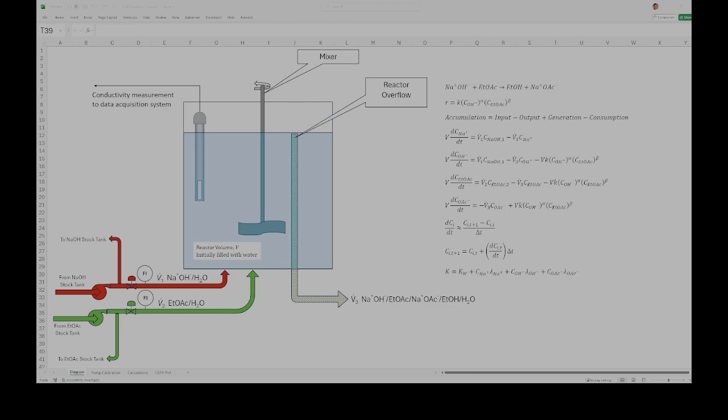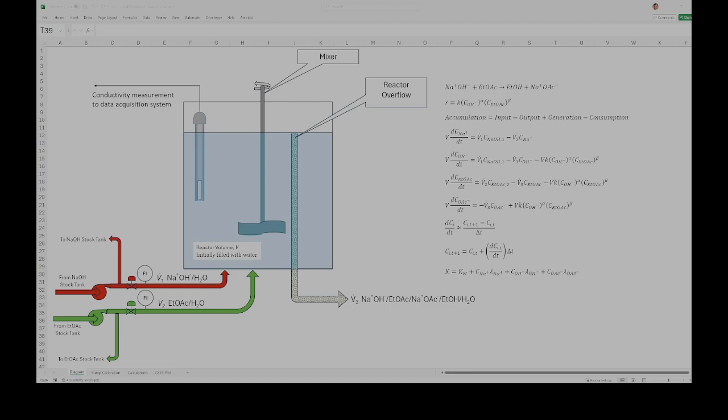There's a recirculation line on these pumps so that excess liquid coming out of the pump gets returned to the stock tank for both the sodium hydroxide and the ethyl acetate. So you would create a mixture of sodium hydroxide and water for the sodium hydroxide stock tank and an ethyl acetate and water mixture in the ethyl acetate stock tank.